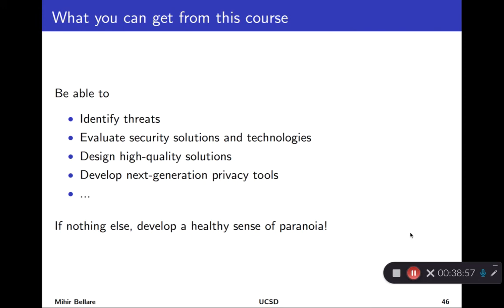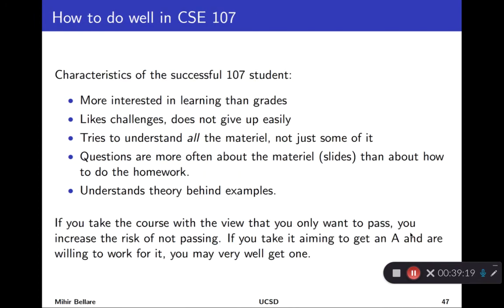And at the very least, I often say that something you come out of the course with, which is valuable even beyond other things, is what I'd call a sense of paranoia. Just this understanding that everything you look at can, under adversarial situations, fail. And you can see how.